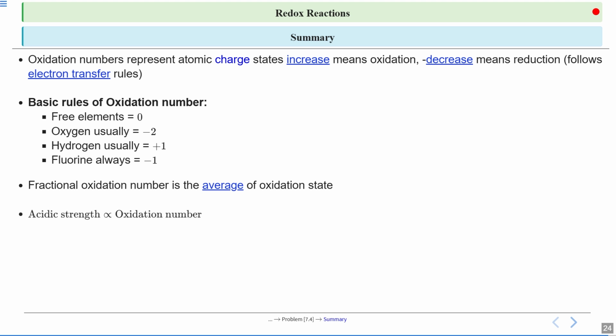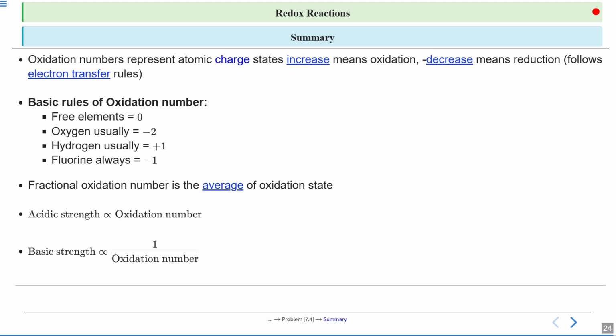That fractional oxidation number can be determined and more easily understood with the help of the structures of the compounds in which we have a fractional oxidation number for a particular element. And if we compare the oxidation number for different elements, we can also find that on increasing the oxidation number, the acidic strength also increases, but it leads to a decrease in the basic strength.